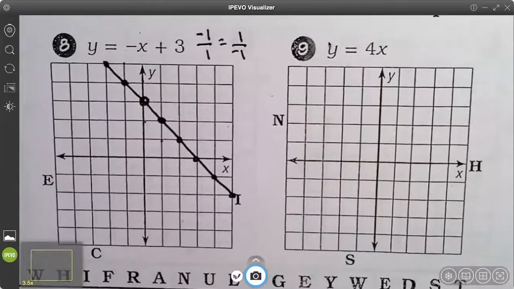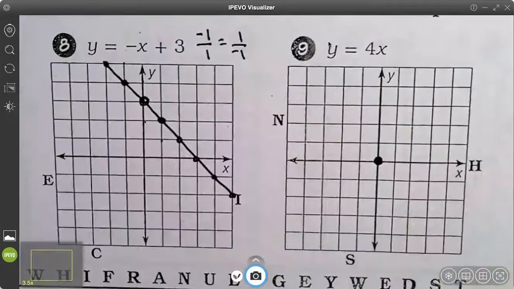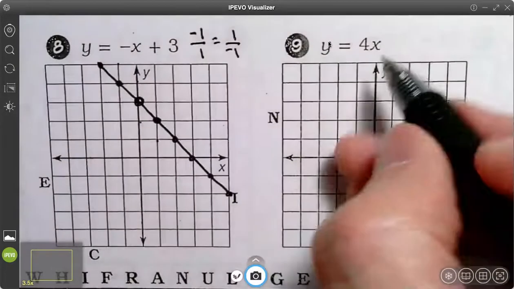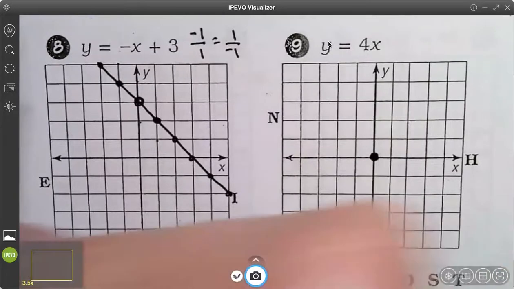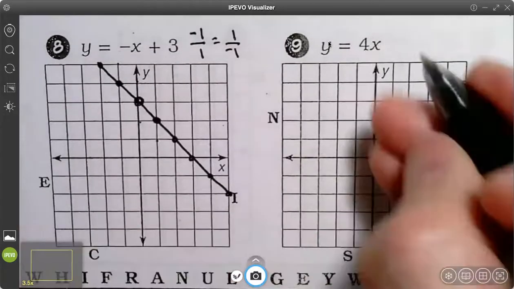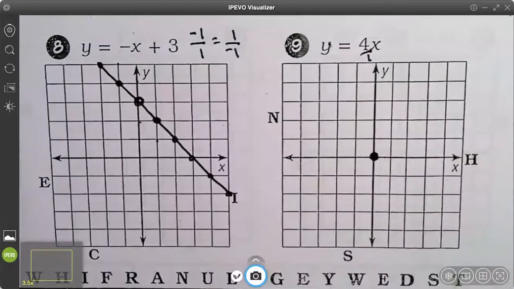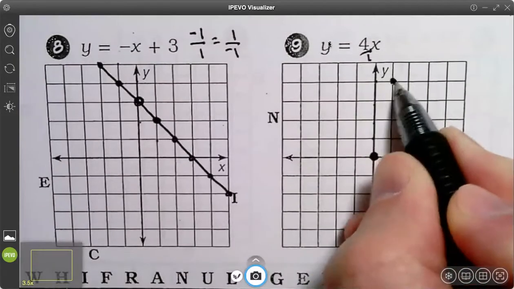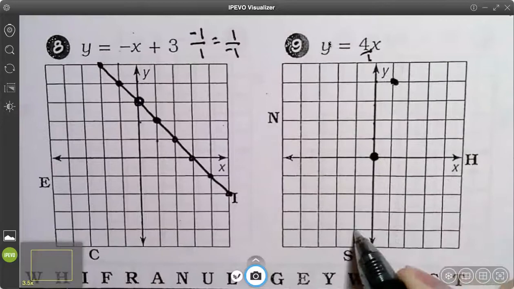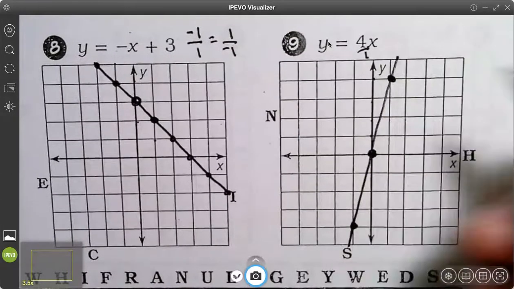Y equals 4x. There is nothing after the x, which means there's an understood 0 right there. I could write plus 0, but that would not be simplest form. The y-intercept is the origin. This line goes through the origin, and it goes through the origin positive. My slope is 4. That's understood to be over 1. So I'm going to rise 1, 2, 3, 4, run 1. Or I could rise negative 4, run negative 1 to make sure I have plenty of dots to make my line straight.